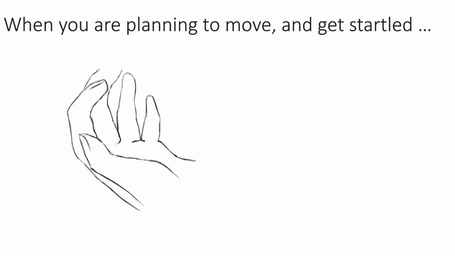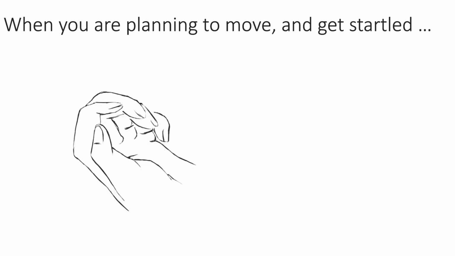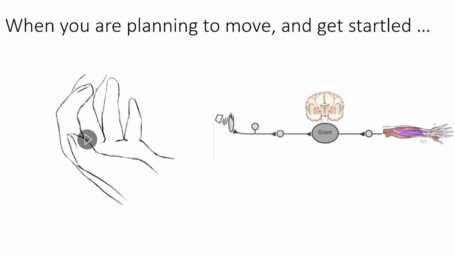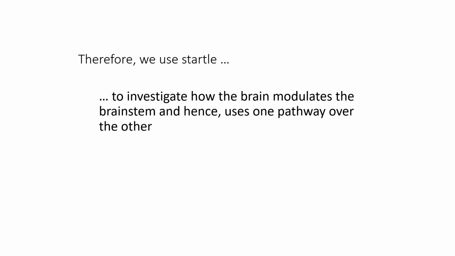But science has shown us that when we are planning for a movement, such as opening our hands, for example, we elicit this movement very rapidly and involuntarily when we get startled. And this has been associated to the same mechanism as the startle response being facilitated via the non-specific pathways. So this gives us a clean way to tackle non-invasively how we use the non-specific pathways and when we use the non-specific pathways. And so therefore, we use the startle to investigate how the brain modulates the brainstem and thus uses one pathway over the other.